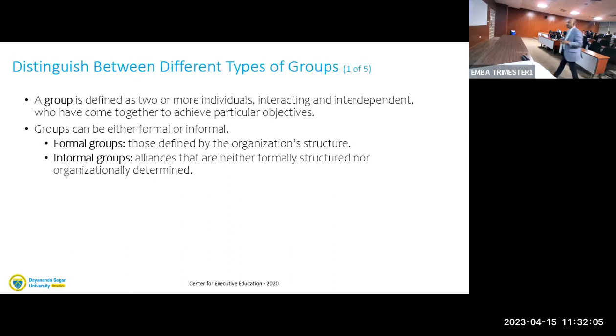So these are some things that are very important. So what is a group? A group is defined as two or more individuals, interacting and interdependent, who have come together to achieve particular objectives. Groups are not teams. What's the difference between a group and a team? We'll answer that probably in the next class. But please understand there is a difference between a group and a team. And you have formal groups. What are formal groups?